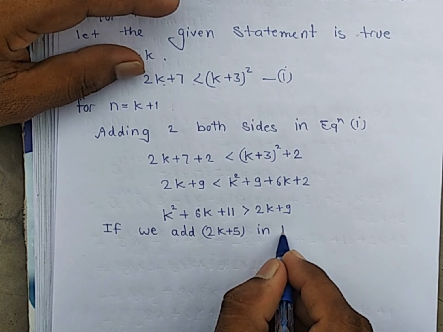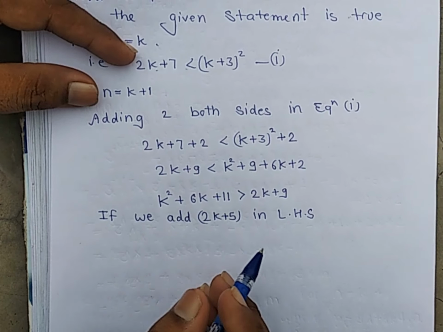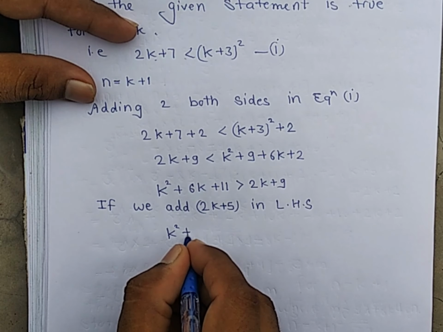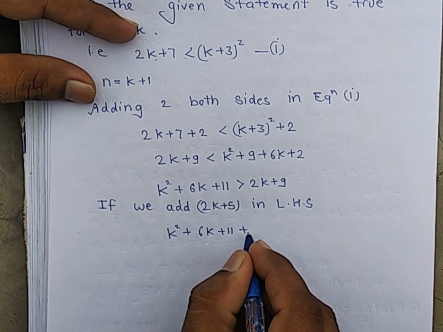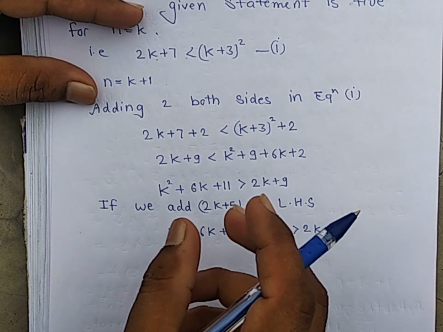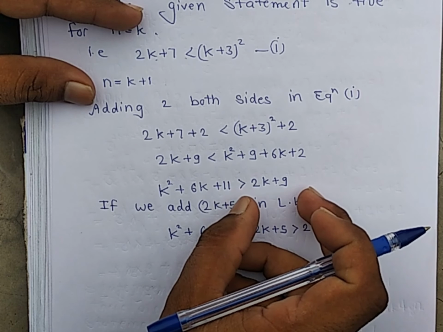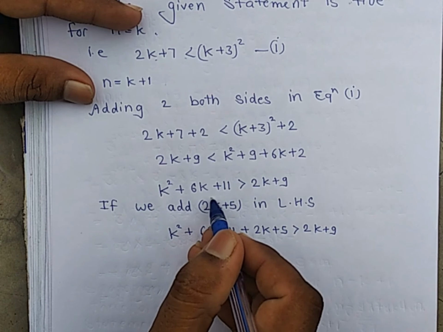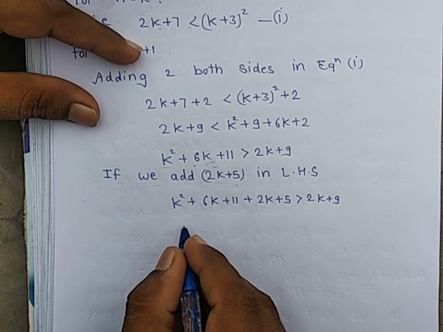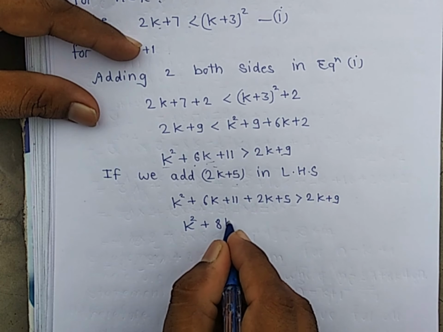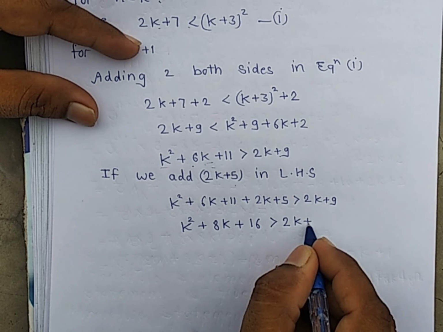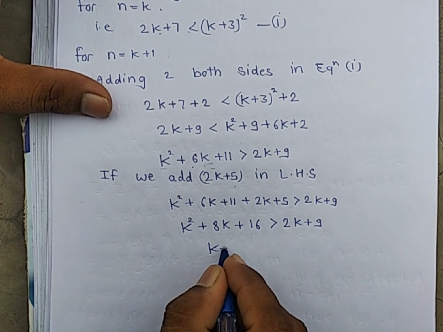then we have k square plus 6k plus 11 plus 2k plus 5 and 2k plus 9. Because this term is greater than this term, so if we add something to it, then it will still remain greater than this. And what we have added to it is 2k plus 5. Then k square plus 8k plus 16 is greater than 2k plus 9. It is equal to k plus 4 to the power 2.